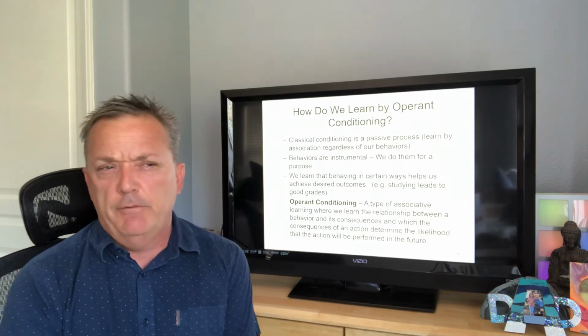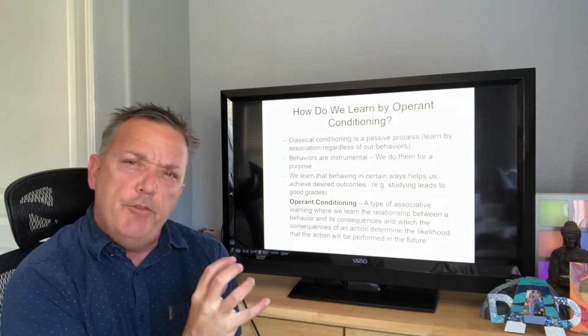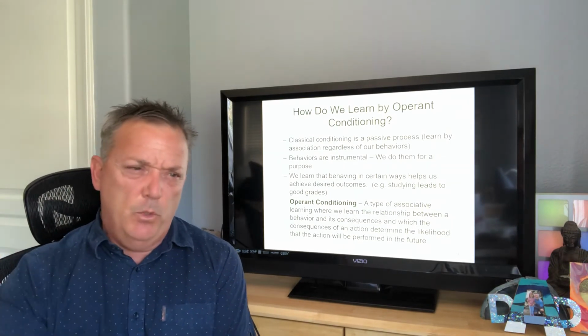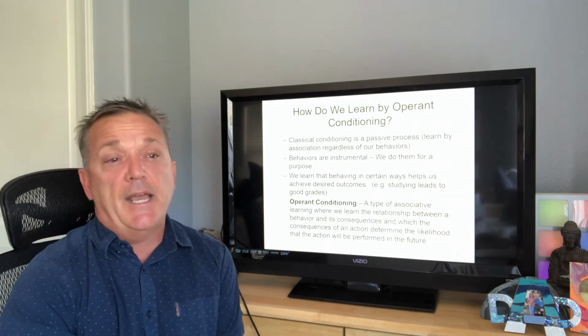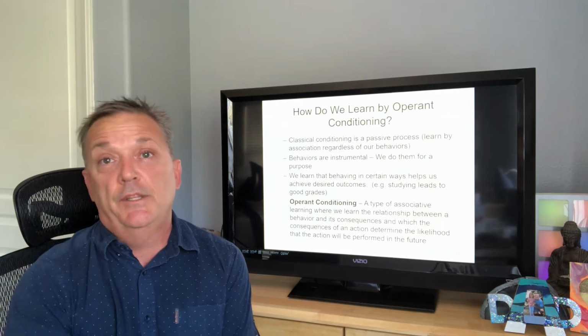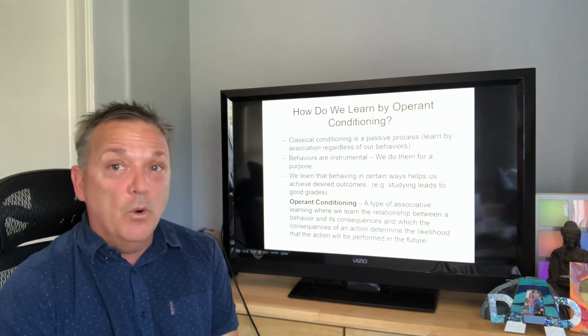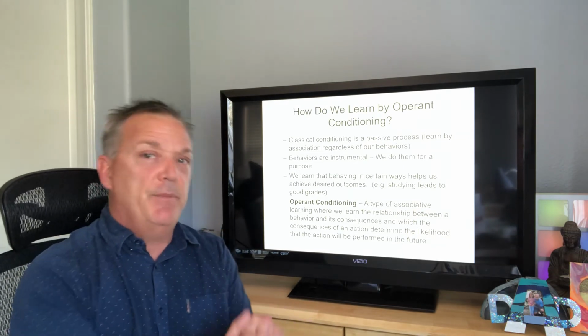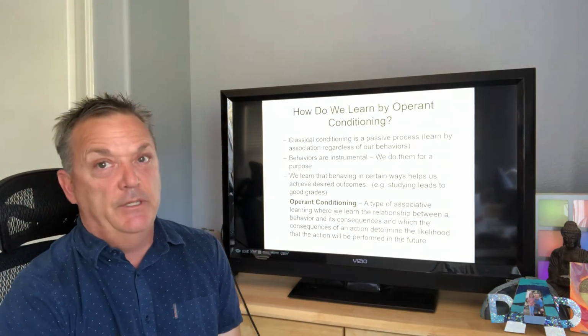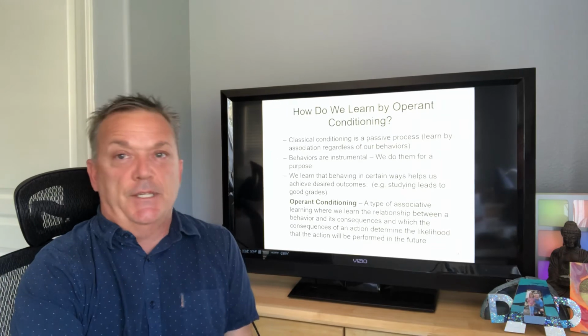It's a type of associative learning where we learn the relationship between a behavior and its consequences, rewards or punishments, in which the consequences of an action determine the likelihood that that action will be performed in the future, right? Get rewarded for something, more likely to perform it in the future. Get punished for something, less likely to perform it, unless you are like a masochist or something like that.